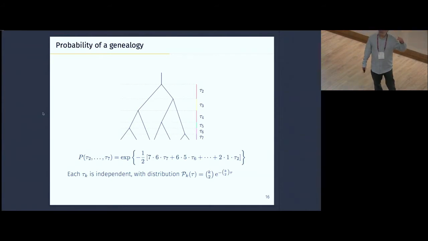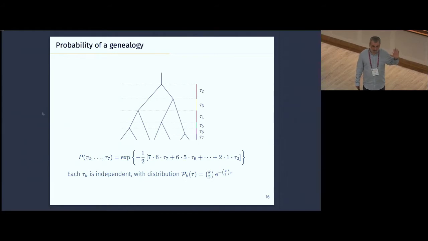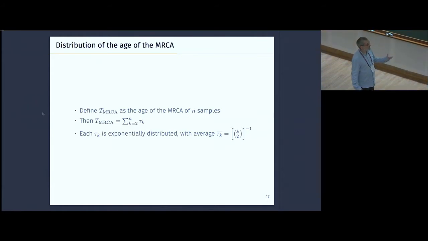Always measuring generations in unit of n, which is the population size. I rescaled that, okay? So this is one. Now, out of this, you can get lots of interesting things. The distribution of the age of the most recent common ancestor for n samples will be given by the sum of these random variables.